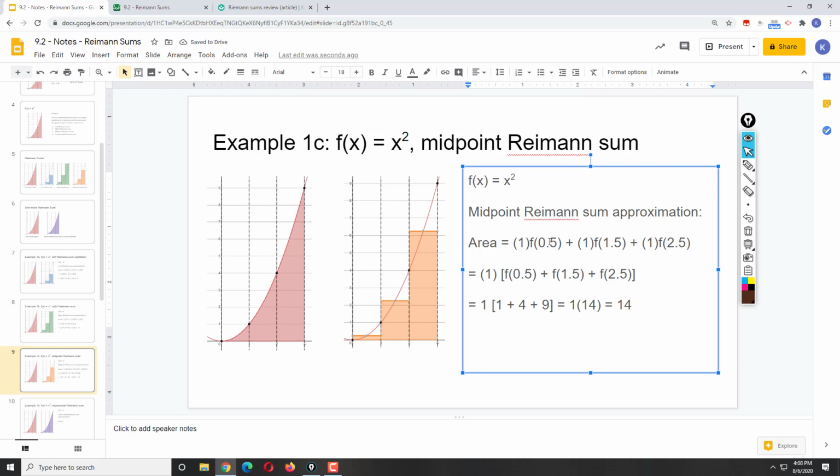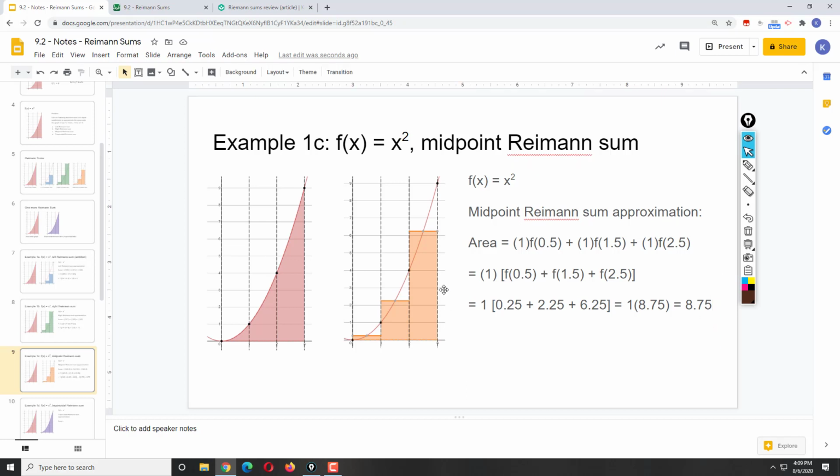f of 0.5, that's 0.5 squared, 0.25. We saw that earlier. f of 1.5 is 2.25 because it's 1.5 squared. f of 2.5 is 2.5 squared, which is 6.25. So it's 1 times 0.25 plus 2.25 plus 6.25. That's going to be 2.5 plus 6.25, so that's going to be 8.75. 1 times 8.75 is 8.75. Okay. So the midpoint Riemann sum is 8.75.